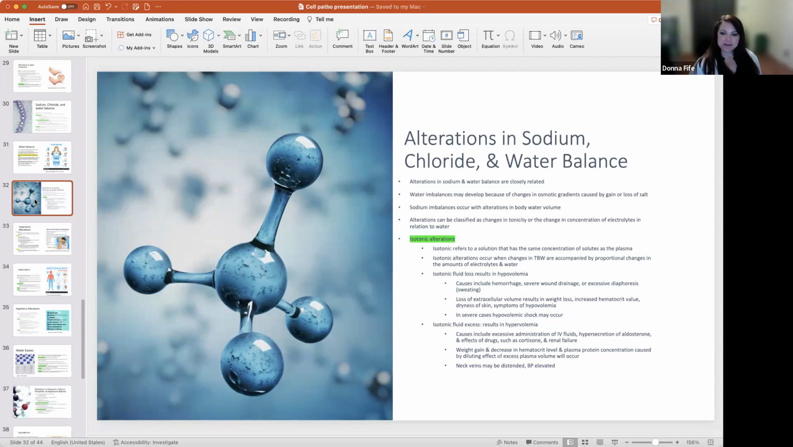Isotonic fluid excess results in hypervolemia. Causes include excessive administration of IV fluids, hypersecretion of aldosterone, effects of drugs such as cortisone, and renal failure. The patient may have weight gain, and a decrease in hematocrit level and plasma protein concentration caused by the diluting effect of excess plasma volume. Neck veins may be distended, and the patient may have an elevated blood pressure.